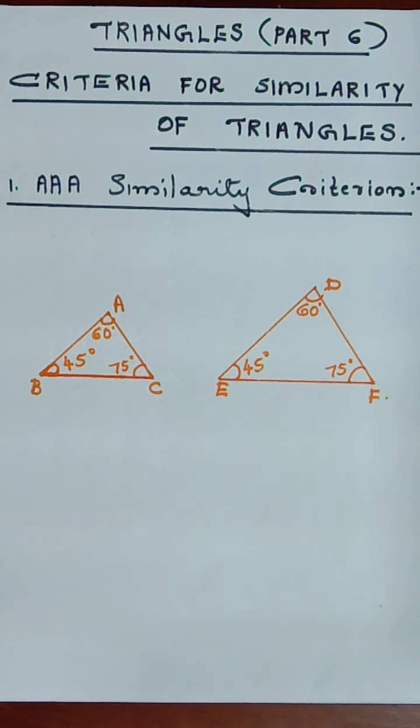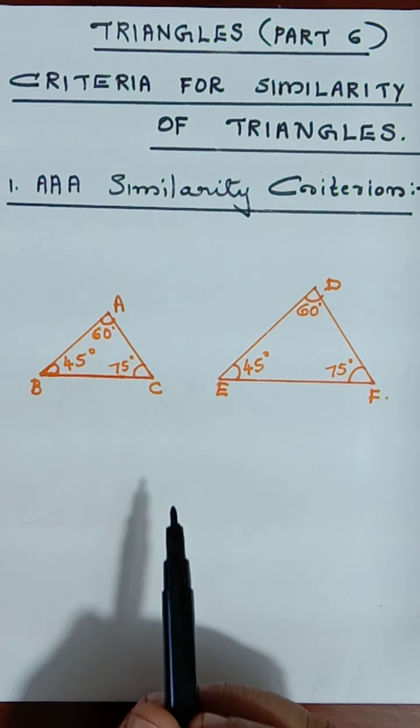Today we'll discuss triangles part 6. We'll be learning what are the criteria for similarity of triangles. There are three important criteria we are going to learn. First one, let us discuss. First one is AAA similarity criterion.